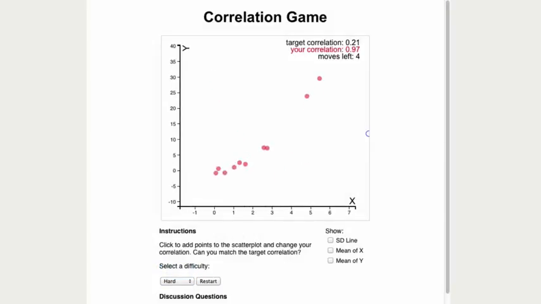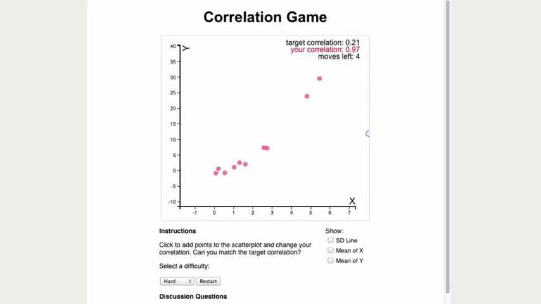Based on this scatter plot, I think there is a linear association between x and y. This is reflected in the current correlation. It's 0.97, which indicates a strong linear association. However, we have to add points to decrease the correlation to 0.21. How might we do that? Where should we add points?